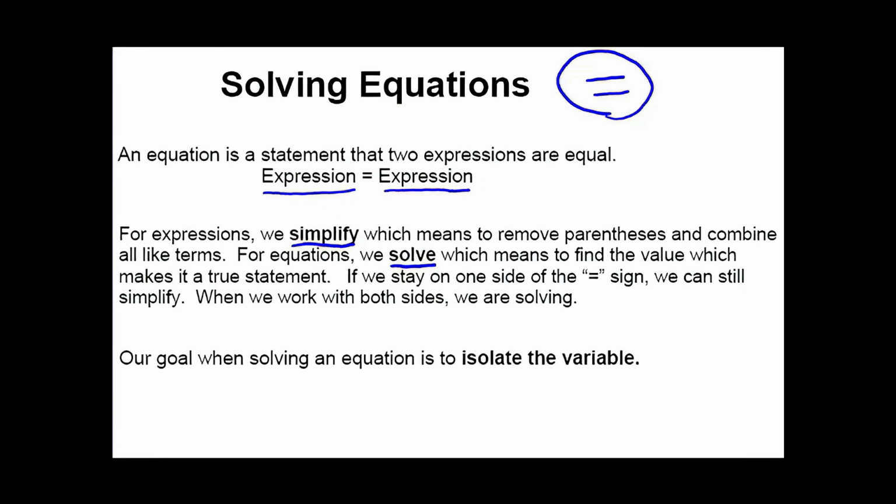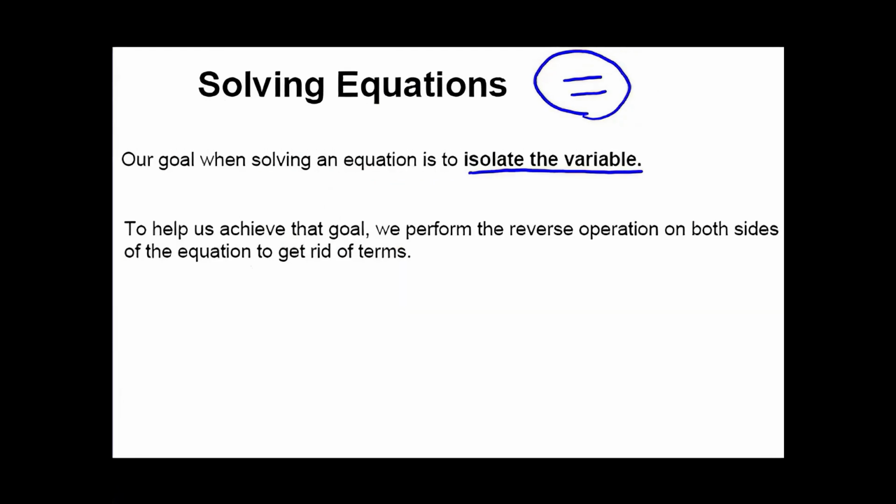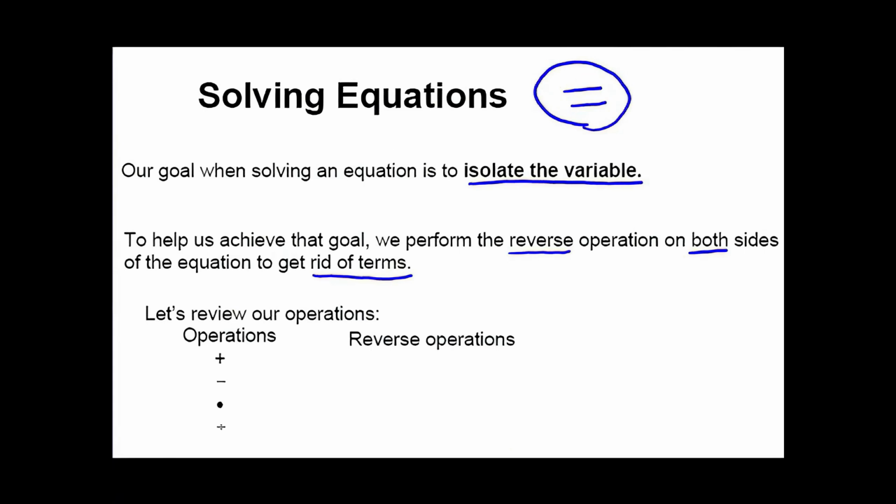Our goal when solving an equation is to isolate the variable. To help us achieve that goal, we perform the reverse operation on both sides of the equation to get rid of terms. We want to make things cancel out. Let's review our operations. We have addition, subtraction, multiplication, and division. When we solve equations, we want to reverse these operations.